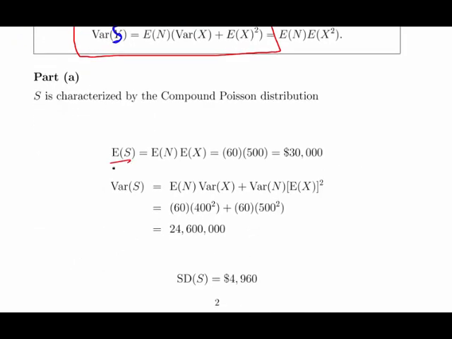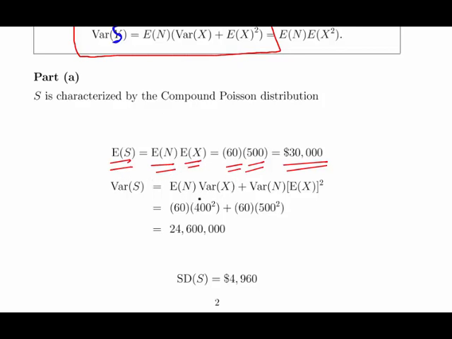So the expected value of S is the expected value of N times the expected value of X, which is 60 claims on average per week, and each claim is on average $500. So that means $35,000. Now, the variance of S is a bit more work involved.